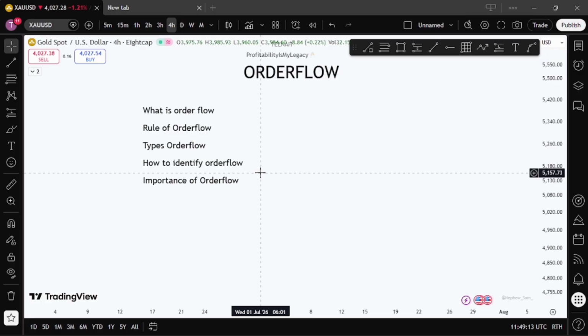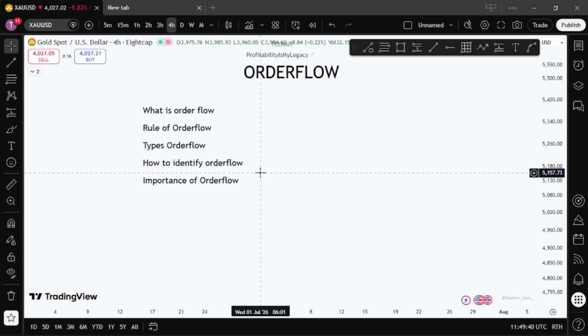And the second definition of order flow is simply price movement in a particular direction or trend without interference, interruption, or disruption. These three things actually mean the same. Okay, I'll take it again. It is simply price movement in a particular direction or trend without interference or interruption or disruption.